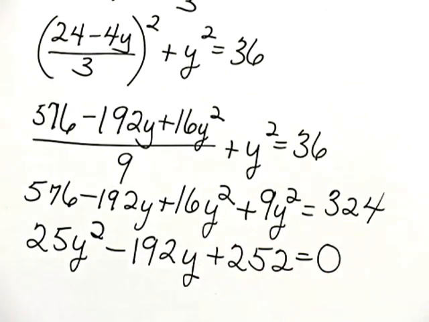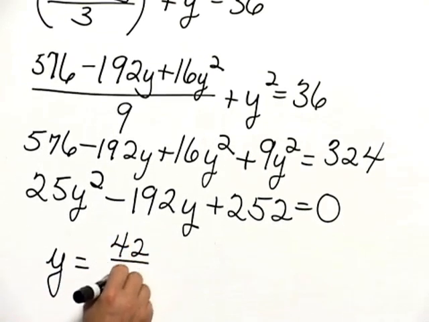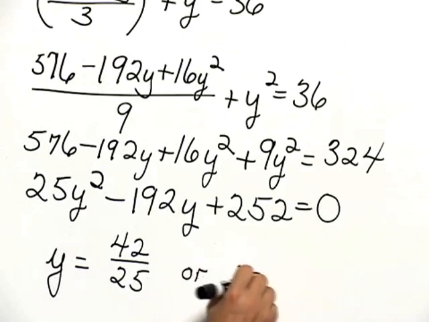Now we have a quadratic equation. It turns out that this quadratic equation does factor, though it might be kind of hard to see that, so you might want to solve this using the quadratic formula. Either way, factoring or by using the quadratic formula, we would find that y equals 42 over 25, or y equals 6. Now we take those two values for y and we find the corresponding x values.